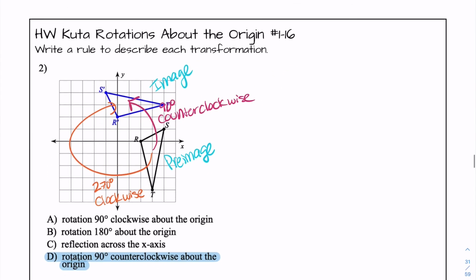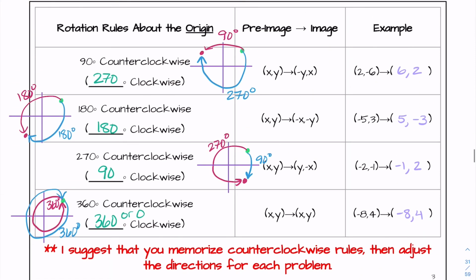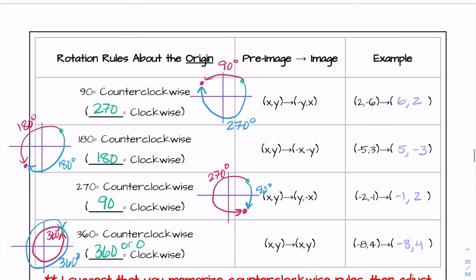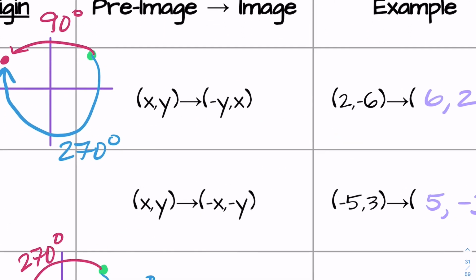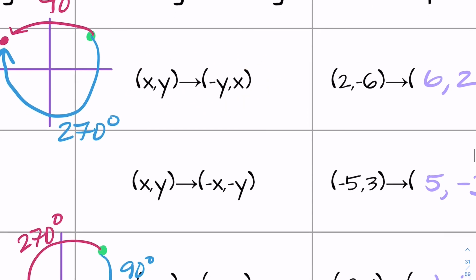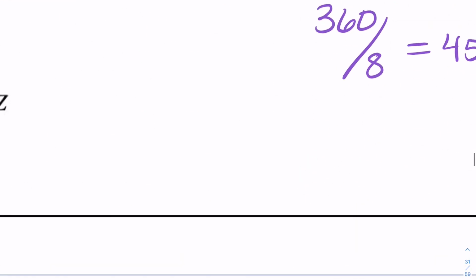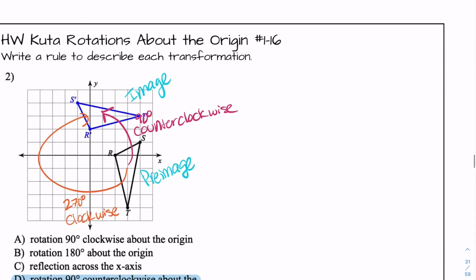Now, how do I know that this is right? Let's go back to our rule. Our rule for 90 degrees counterclockwise, the pattern must follow that x comma y maps onto opposite y, x. So I'm going to write that. x comma y maps onto opposite y, x. And this is for a 90-degree counterclockwise rotation.